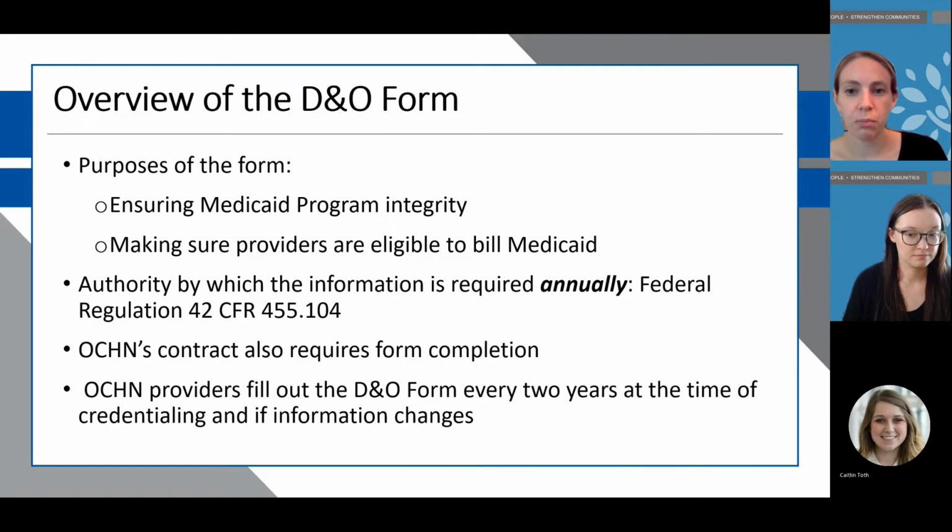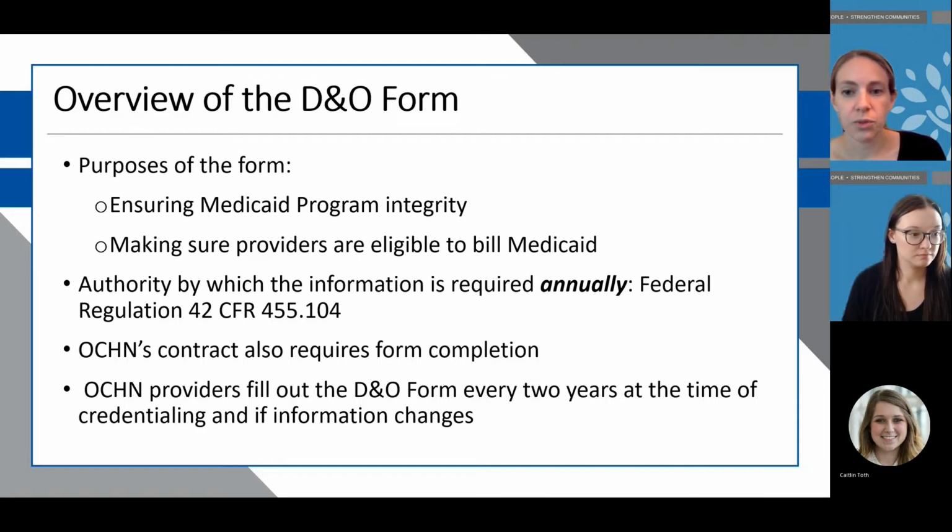There are two major purposes of the D&O form. One is ensuring Medicaid program integrity and making sure providers are eligible to bill Medicaid. Federal regulations require the D&O form completion, as does OCHN's contract with providers.